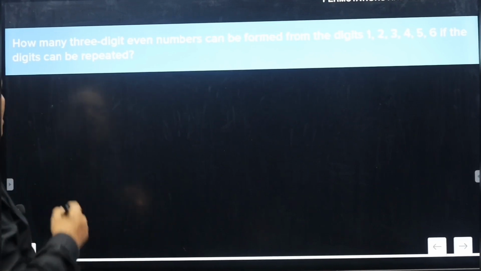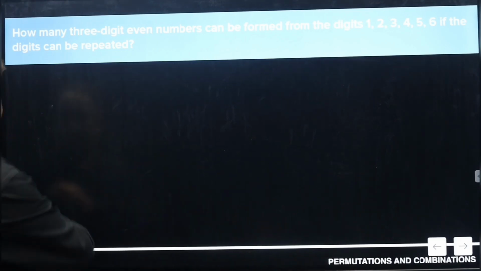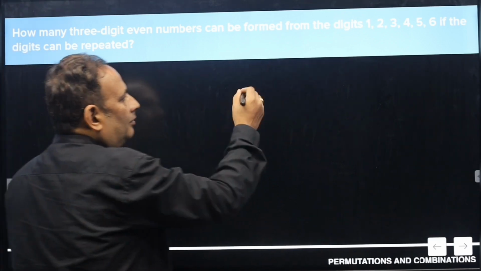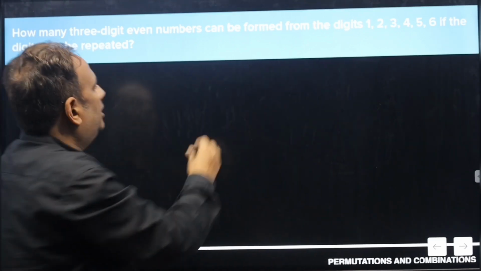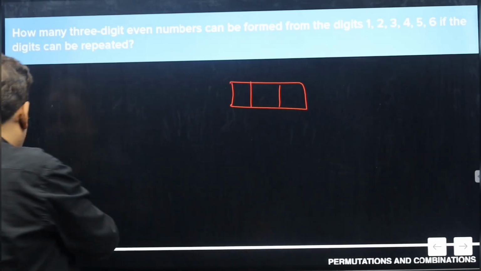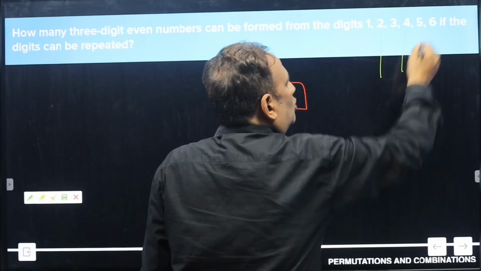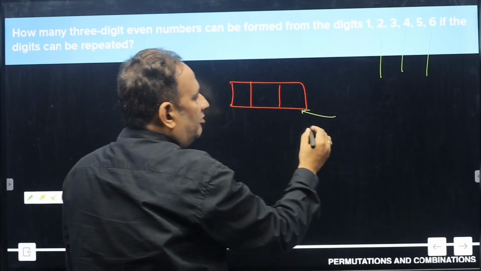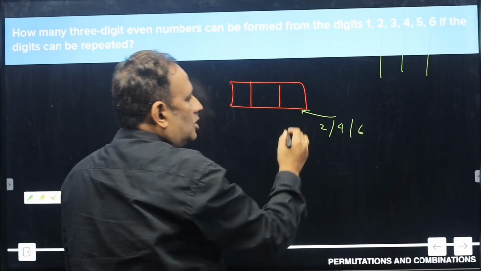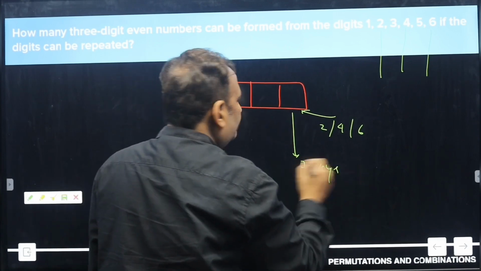Okay, let me see. How many three-digit even numbers can be formed from the digits 1, 2, 3, 4, 5, 6? In this question, 6 numbers are there, and we have to fill a three-digit even number. At the even position, how many numbers are there? 2, 4, 6. So the unit place we can fill in three ways, either 2, 4 or 6.